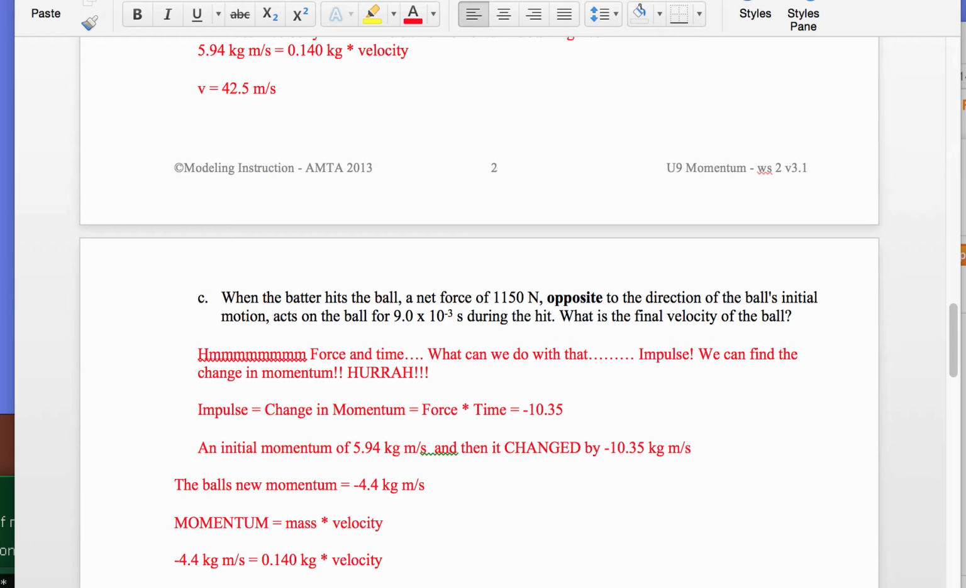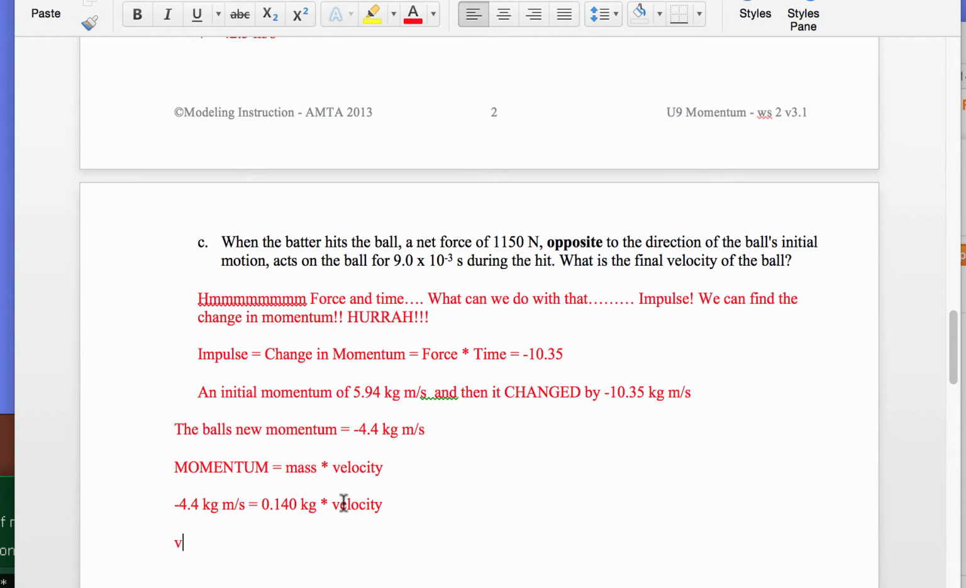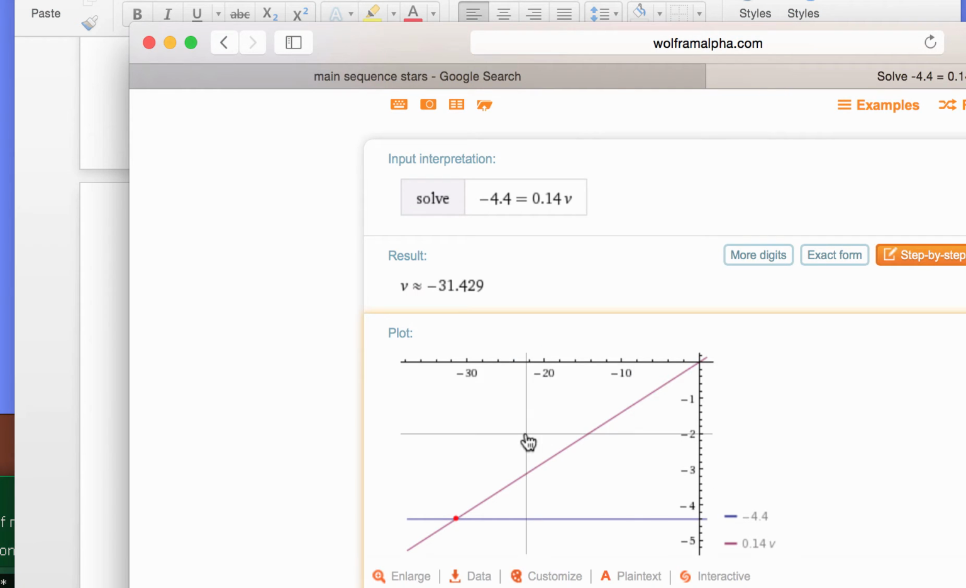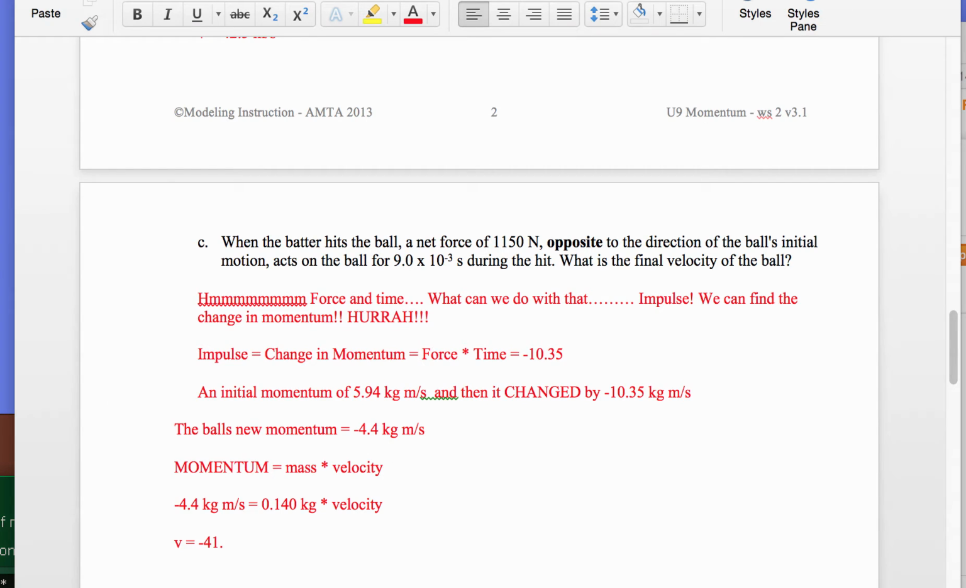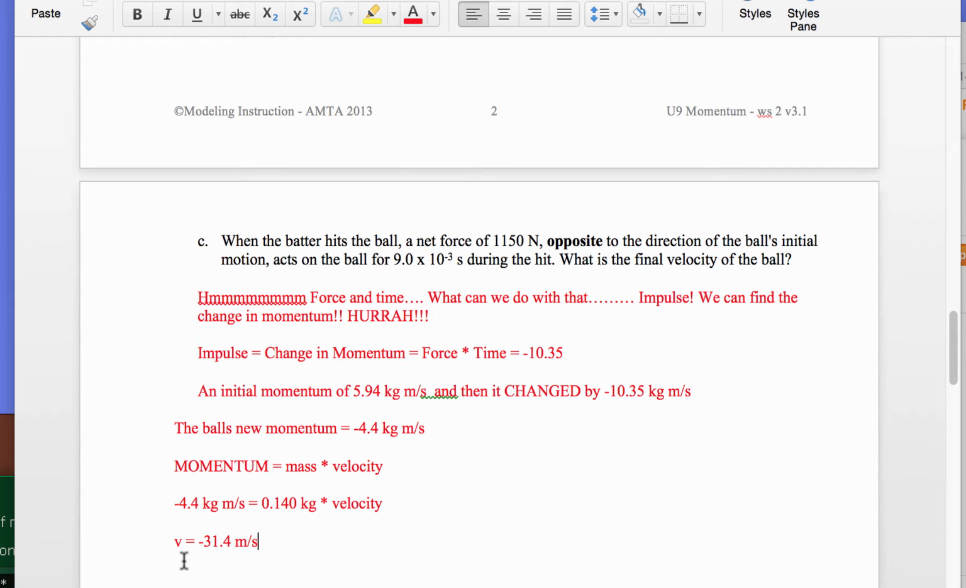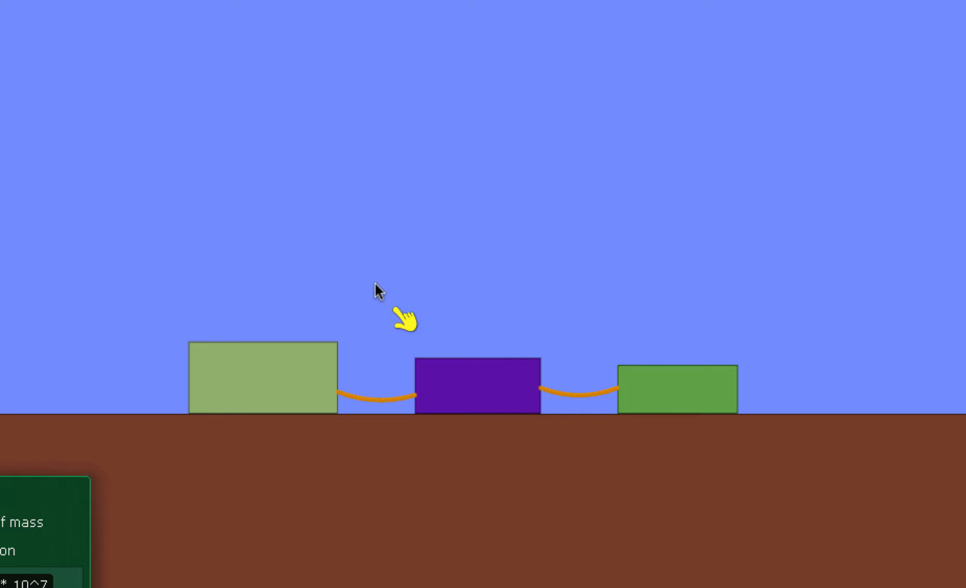So v, or you can just use regular algebra. Negative 31.4 meters per second. And negative, why is it negative? Because I imagine, let me use my algorithm.